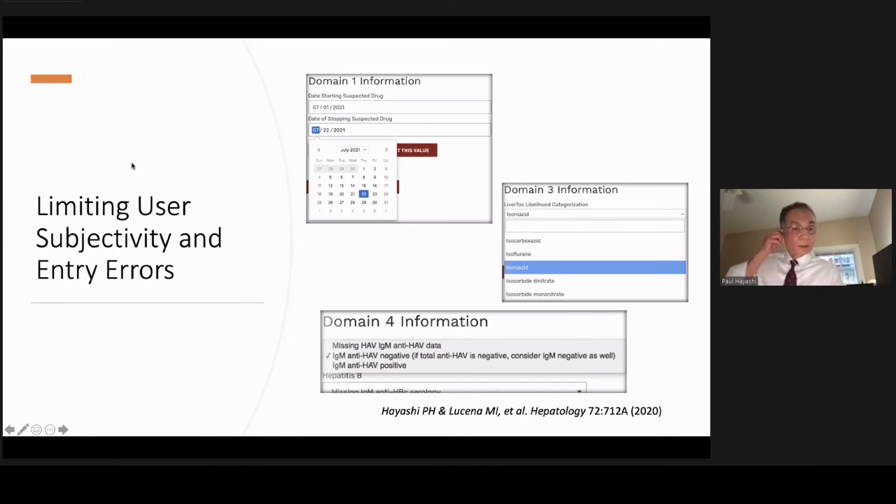We also tried to limit user subjectivity and entry errors so that on the website that's being developed, you don't have to calculate the latency. You just enter dates from a calendar. Domain 3, this was that risk likelihood that this was a DILI toxin. We tied it directly to the LiverTox. So now you just pick the drug. The computer will go find the LiverTox category and enter the points for you. You don't have to subjectively decide whether this is a high-risk drug. And again, here's that drop-down menu. You have to choose what the serologies were that you got, and the computer decides, did you safely rule them out or not?